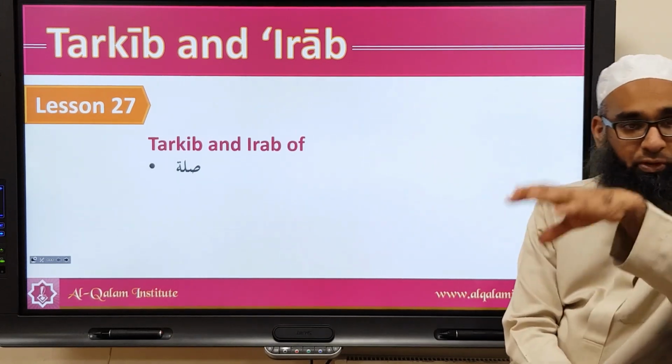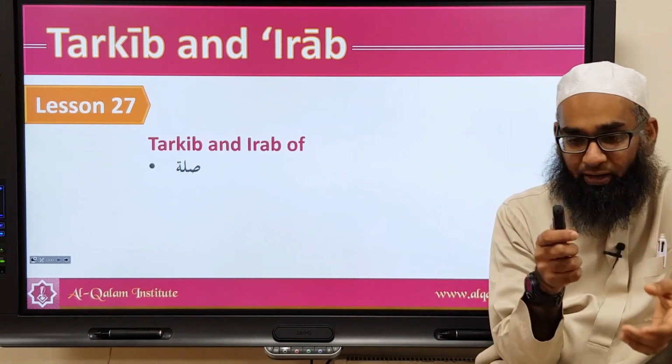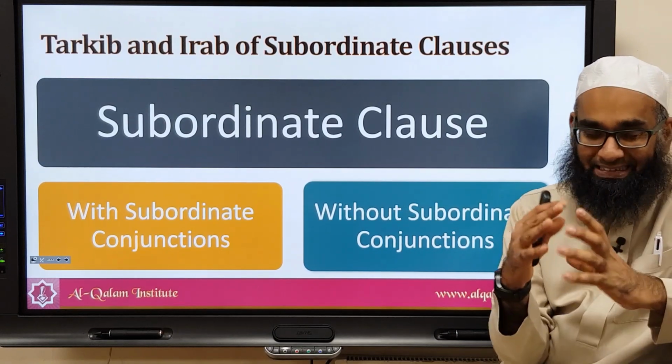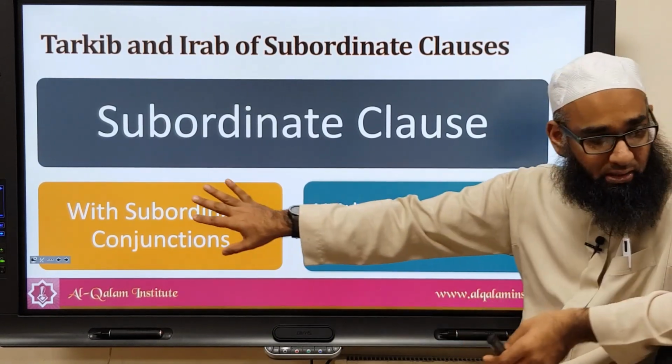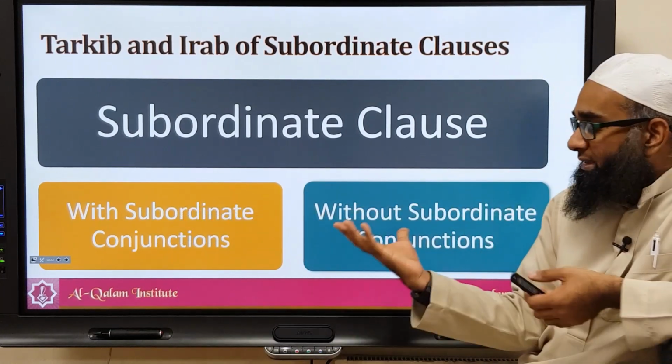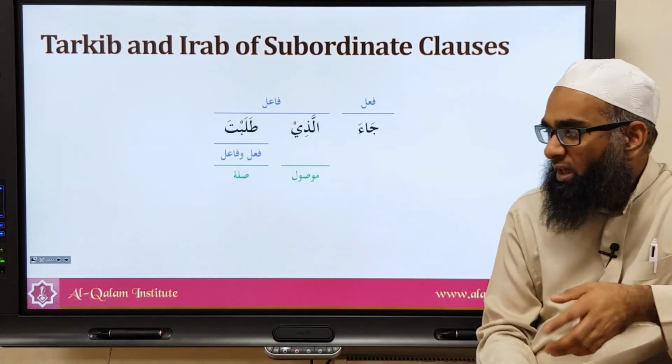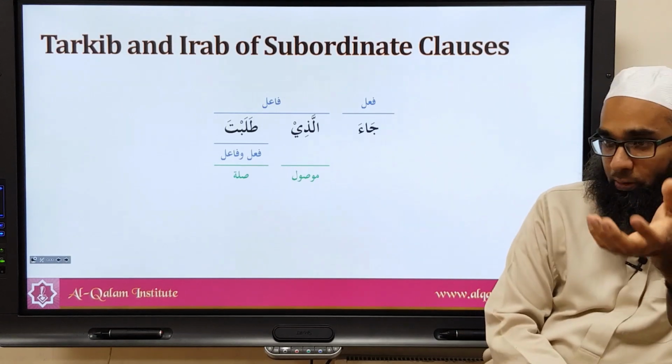So we're now moving on to discussing phrases within sentences. Sorry, sentences within sentences, the subordinate clause. We discussed those that have a harf masdar already. Now we're discussing those that don't have one. One that falls in between is the ism al-mawsool.